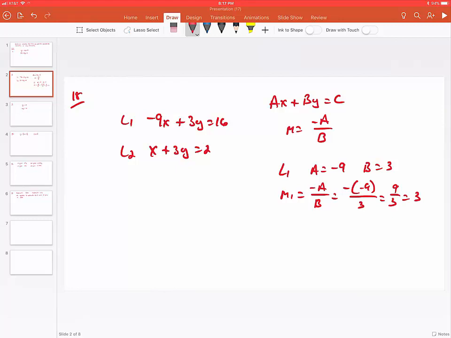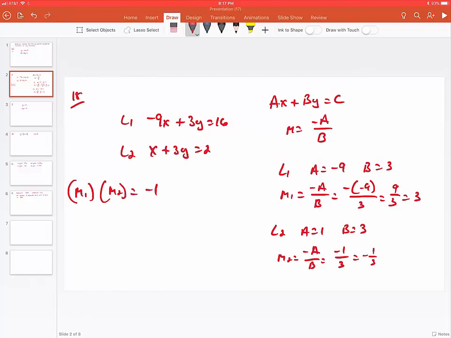Now let's do the slope for the second line. For line 2, a is equal to 1 and b is equal to 3. So the second slope will be -a over b, which will be -1 over 3, simply -1/3. They're obviously not parallel because the slopes are not equal to each other. So the next thing we have to find out is, if I multiply the first slope times the second slope, do I get -1? The first slope is 3, the second slope is -1/3, and you can see that that's -3 over 3, which is in fact -1. So these two lines in this particular example are perpendicular.